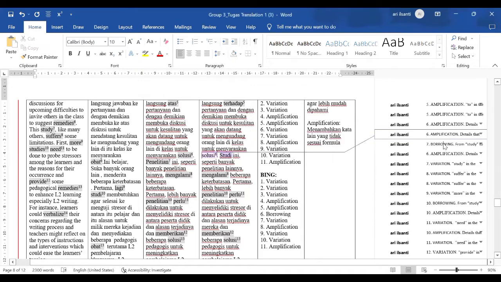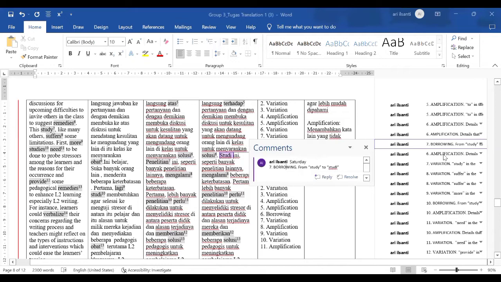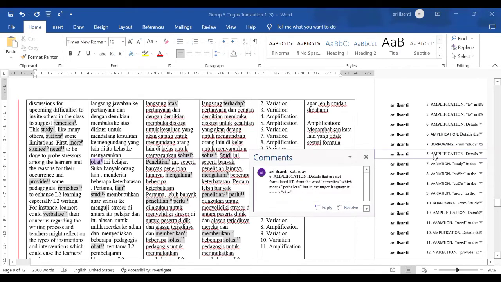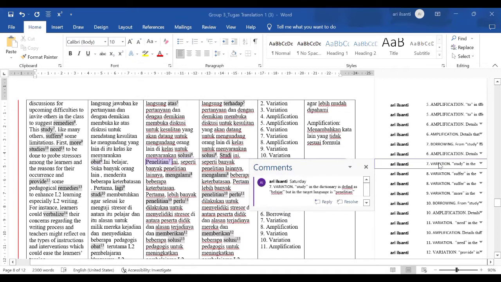Next is study. Study in Bing translation is borrowing from study to study. Remedies in manual translation is amplification that are not formulated in the source from the word remedies, which means perbaikan, but in the target language it means obat. Study in Yandex translation is variation. Study in the dictionary is defined as belajar, but in the target language is penelitian.